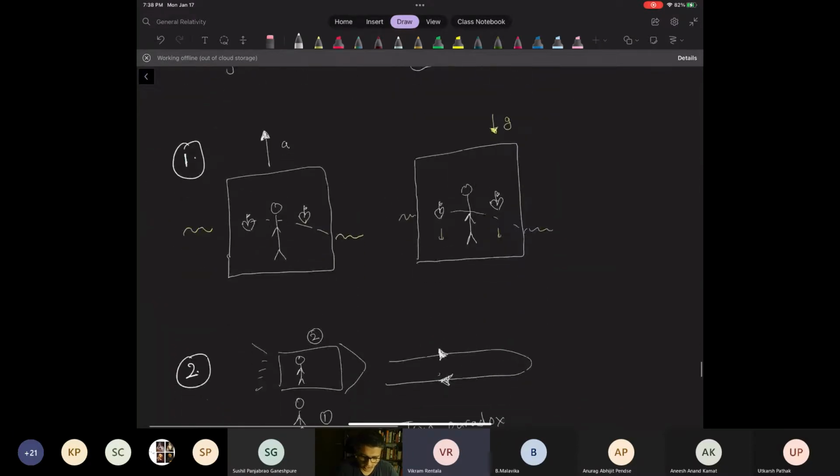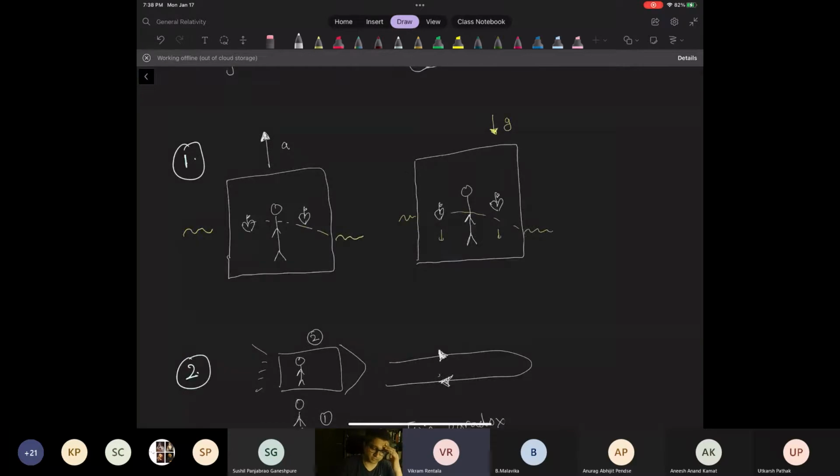Okay, so let's do the first one first. Now, by the equivalence principle, imagine that you are in a lift, like scenario 3 above. I'm being accelerated upwards. Now someone shines a beam of light, and let's say the walls of the box are transparent and the light goes through.